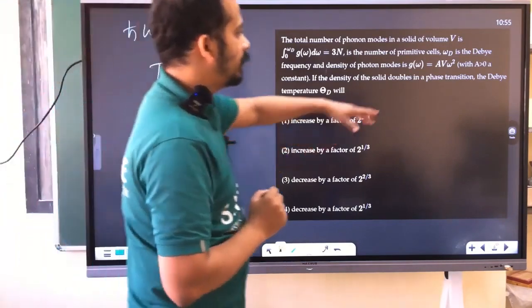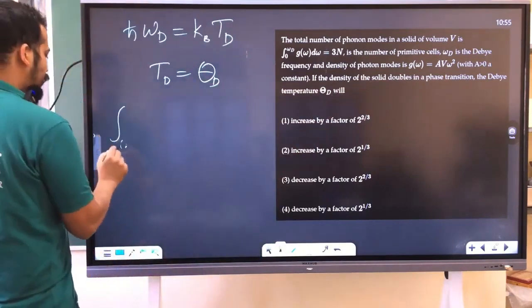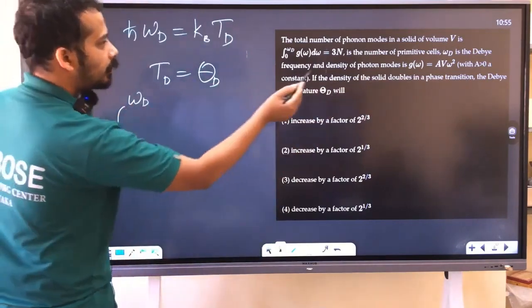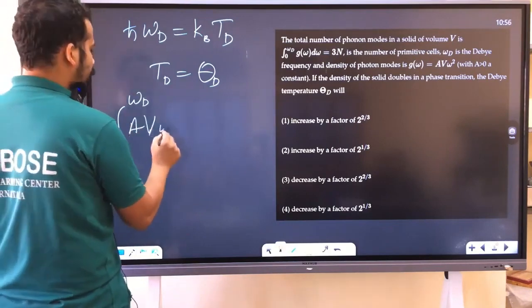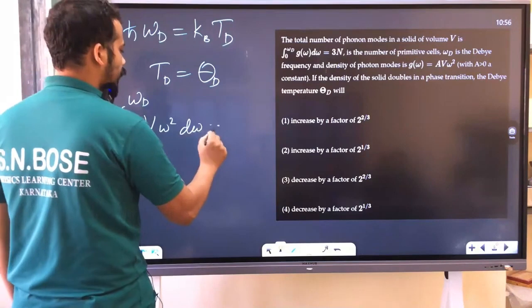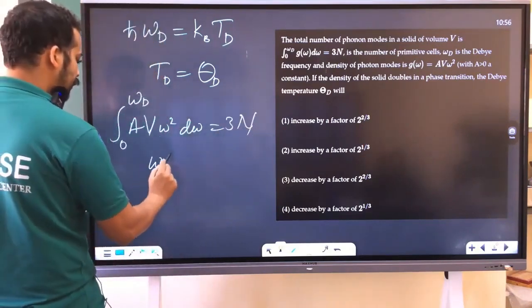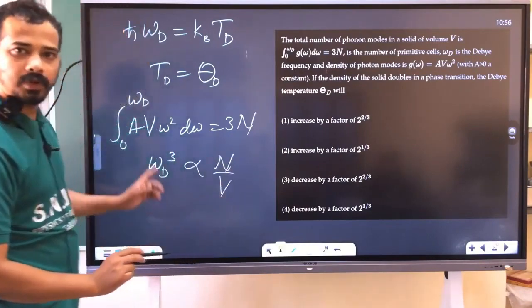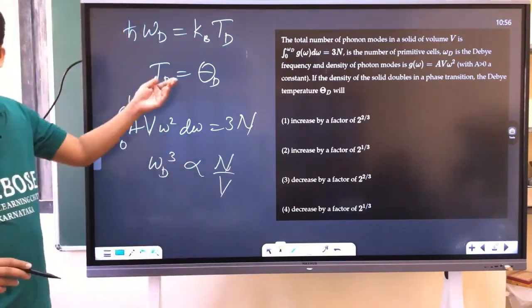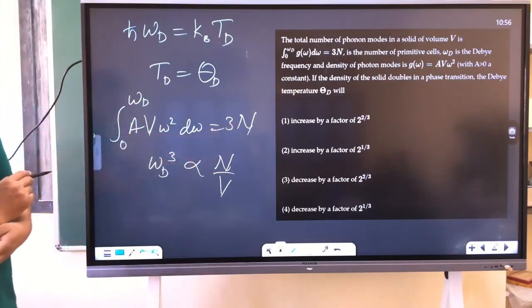He has given everything here, whatever you need to do the problem. Okay, 0 to omega d. He has given g of omega. So the integral of g(omega) d omega, a v into omega square d omega, equals 3 n. That means omega d cube is proportional to n by v. The same thing happened: omega d cube by 3, and volume V goes here. Got my point?